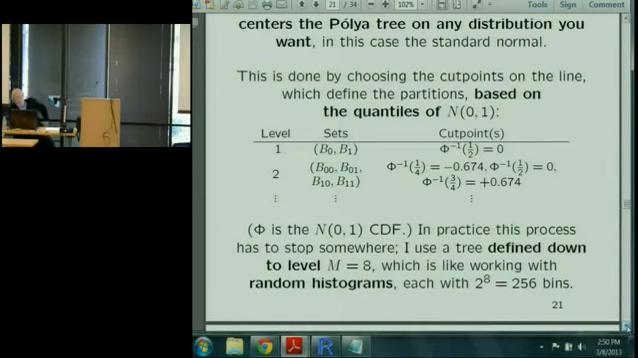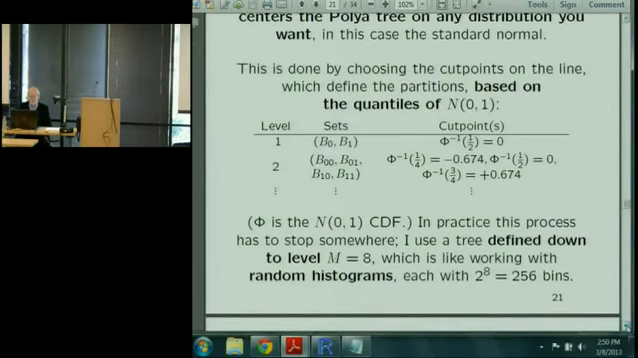And like it says here at the bottom, page 21, in practice, this process has to stop somewhere. In the work I'm going to show you here, I use a tree defined down to level m equals 8, which is like working with random histograms, each with 2 to the 8th, which is 256 bins. 64 is often enough, but let's talk about 256. So check it out.